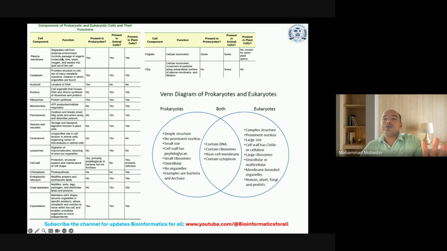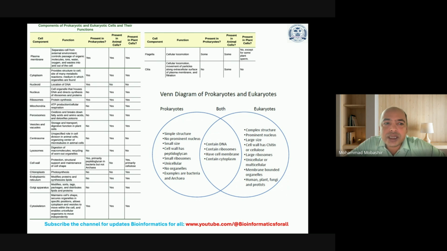So you need to have a kind of map in your mind. For example, flagella: function, cellular locomotion, and then present in plant or animal cells, prokaryotes or eukaryotes, where it is present. Then cilia: cellular locomotion, movement of particles along the extracellular surface of the plasma membrane, and filtration. So these are some of the things.